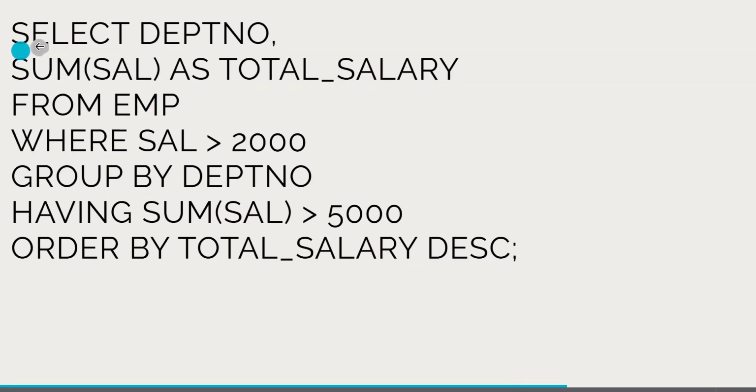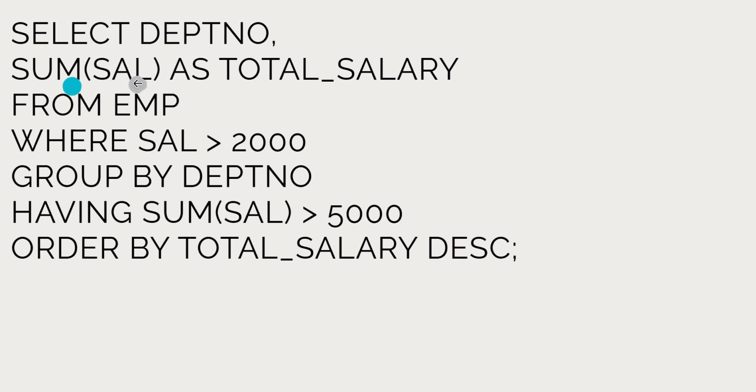So here is the query. Select department number and sum of the salary. These two things we have to display, with the sum shown as total salary. So sum of the salary, if you want to display it as a total salary, from the employee table, right? So that is a simple query. Now the filter will start: where salary should be greater than 2000, right? Group by department number, right?